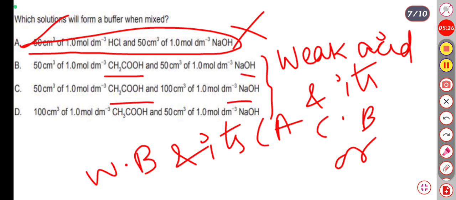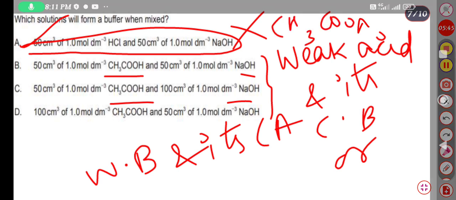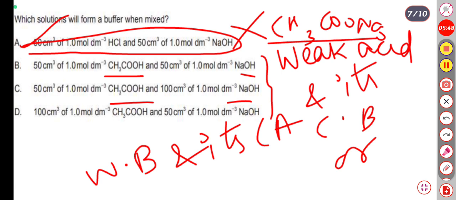So which will exactly form a buffer solution, based on the volume of acid and base mixed? In the first option, 50 ml of acetic acid and 50 ml of NaOH are mixed, obviously completely neutralized, forming CH3COONa.